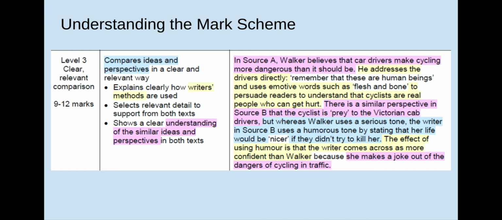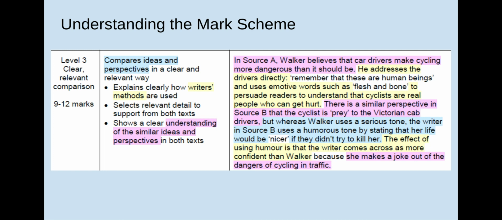There is a similar perspective in source B when the cyclist is prey to the Victorian cab drivers. But whereas Walker uses a serious tone, the writer in source B uses a humorous tone by stating that her life would be nicer if they didn't try to kill her. The effect of using humor is that the writer comes across as more confident than Walker because she makes a joke out of the dangers of cycling in traffic.